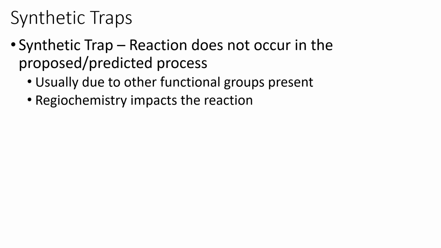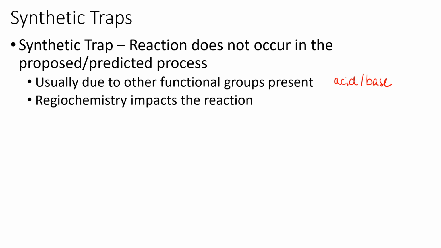What we do have to watch for in our retrosynthetic analyses is what we refer to as a synthetic trap. This is when the reaction does not actually occur in the proposed or predicted process. This is usually due to other functional groups being present that we have not accounted for. So we're going to have to look for a lot of our acid-base chemistry. Do we have other acidic protons that might react other than the one that we want to react? Do we have other bases present that might interrupt our reaction as well? Are there other functional groups that can behave as acids or bases? So we're really looking at all the different functional groups present, and whether they are behaving the way that we want them to.